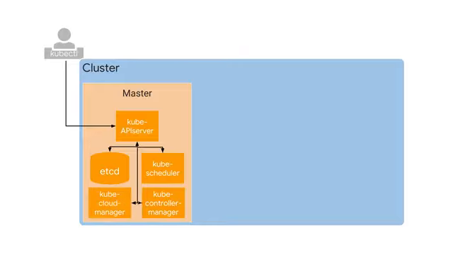Kube Cloud Manager manages controllers that interact with underlying cloud providers. For example, if you manually launched a Kubernetes cluster on Google Compute Engine, Kube Cloud Manager would be responsible for bringing in GCP features like load balancers and storage volumes when you needed them.